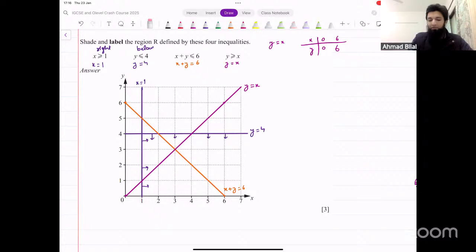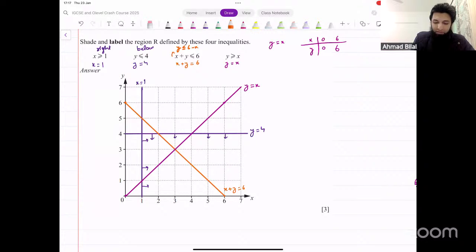Okay, let's think of this third inequality now. In this case, y is not the subject yet. So first of all, you have to make y the subject, making sure it's still positive. x plus y is less than or equal to 6. You can write this as y less than or equal to 6 minus x. There's still a less than sign there.